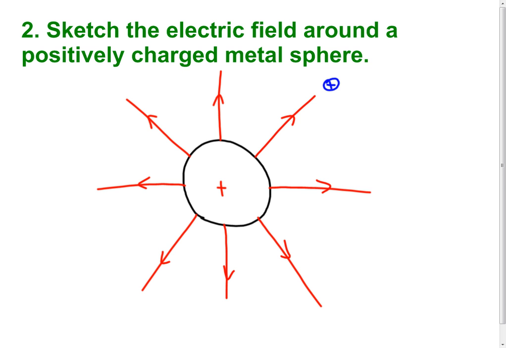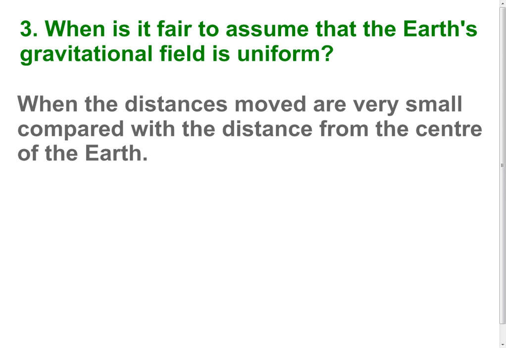Likewise, the electric field, it wasn't asked, but the electric field is again here strongest at the surface. It's not stronger inside the sphere. Question 3. When is it fair to assume that the Earth's gravitational field is uniform?